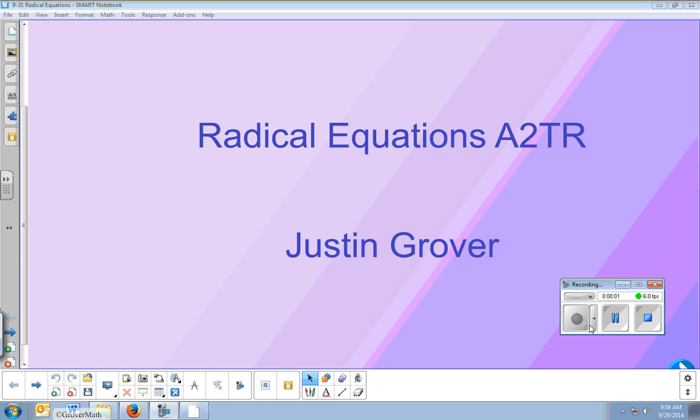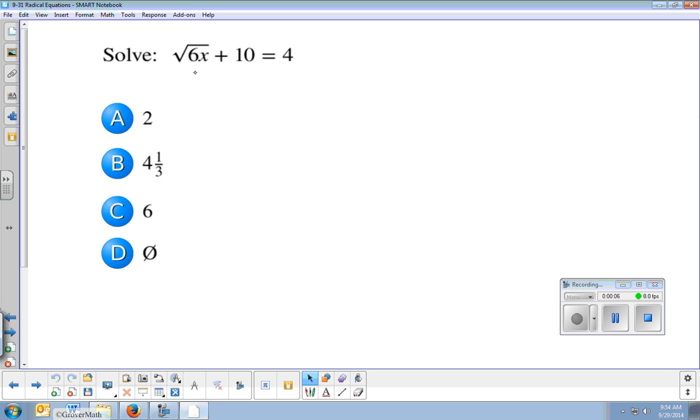Algebra 2 trigonometry, radical equations. Solve. Square root of 6x plus 10 equals 4.